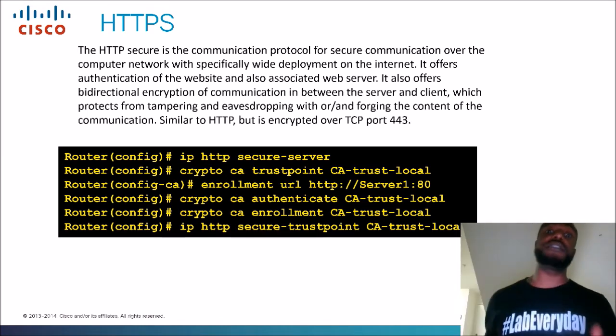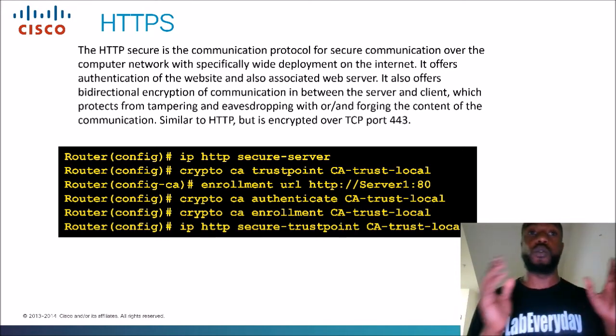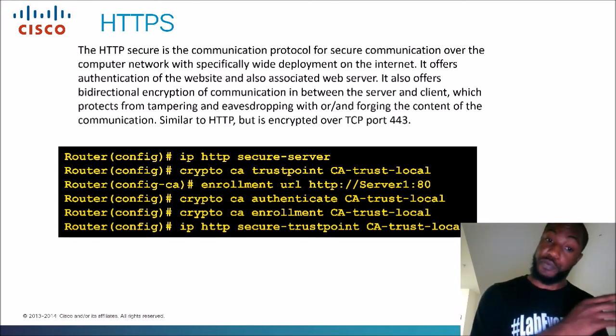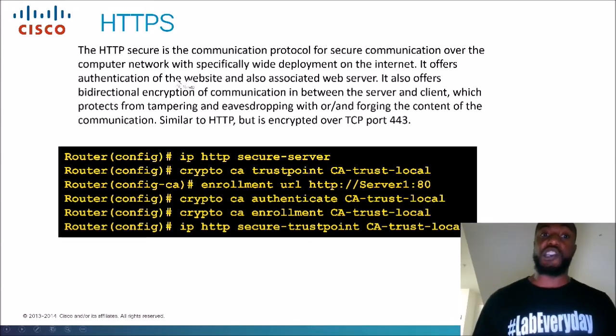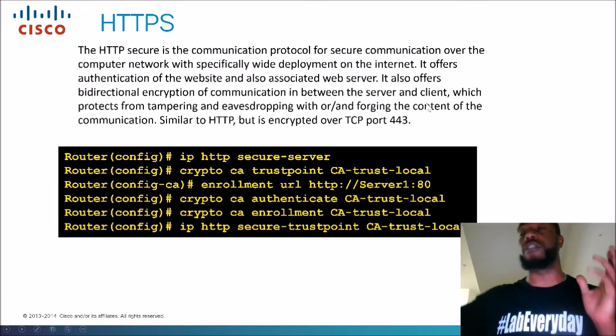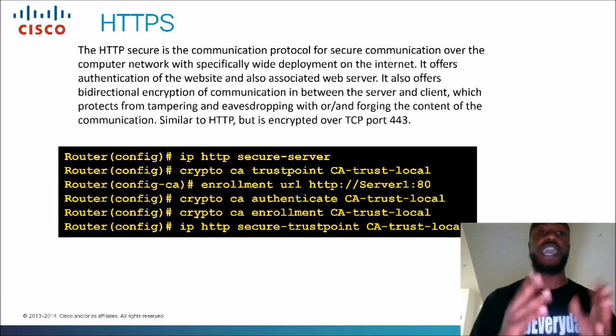So it's similar to HTTP. It uses port 443 as opposed to HTTP, which uses what? That's right, port 80. It offers authentication of the website and also the associated web server. It also offers bidirectional encryption of communication between the server and client. So basically, you get on the site, it offers encryption. That's how our websites and stuff like that can stay safe when they have HTTPS.